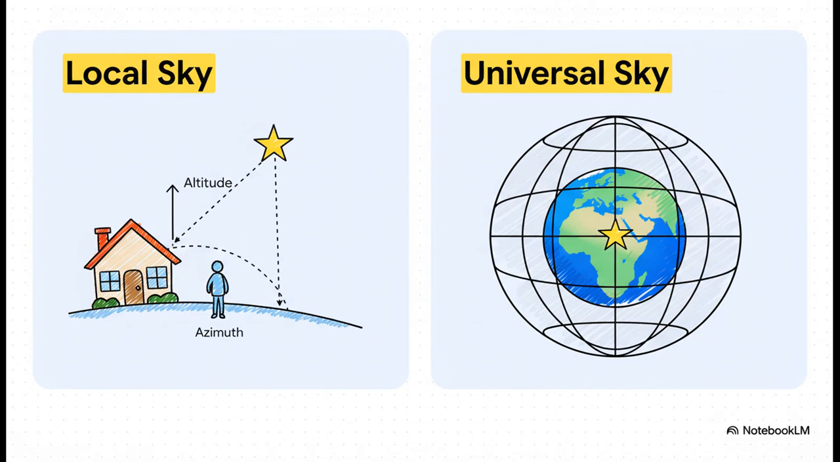So here's the bottom line. What this gives us is a universal address for every single star. Instead of your personal altitude, we have something called declination, which is just like latitude on Earth. And instead of your personal azimuth, we have right ascension, which is just like longitude. With those two numbers, any astronomer on the planet can find the exact same object.